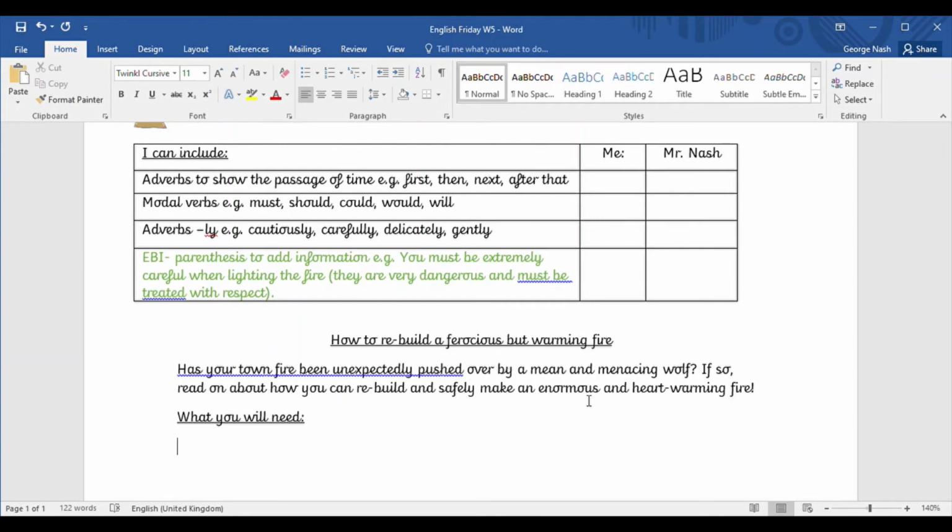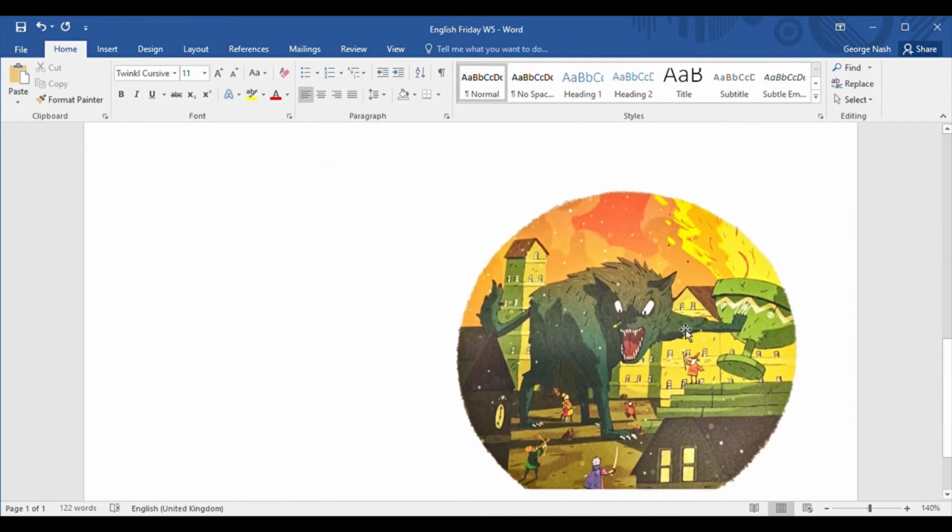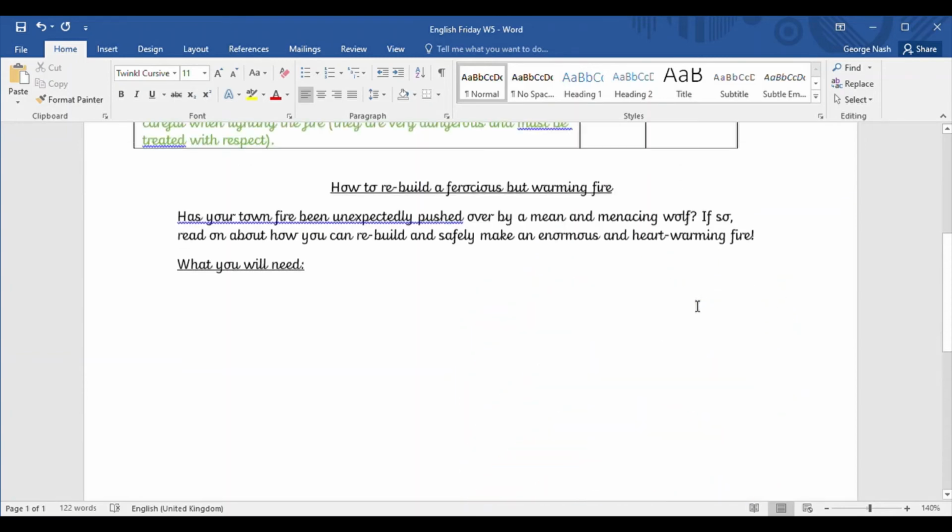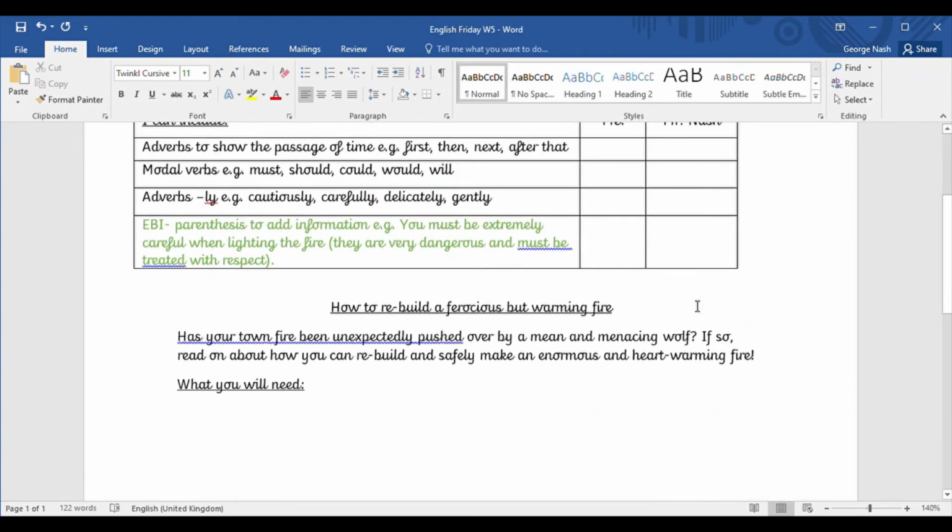Okay, and then you're going to need to explain what I'm going to need to build a fire. Oh, but Mr. Nash, we don't know how to do that. Well, you do, because yesterday, remember, you looked at how to build a fire. Think, however, on a bigger scale today, because it's an enormous fire. Remember, when we looked at the picture before, it was a humongous fire in the town. So think about the size of the logs you'll need. What type of wood? Do you need kindling? Well, yes. So go back to yesterday's notes. What safety information are you going to have to tell the villagers?